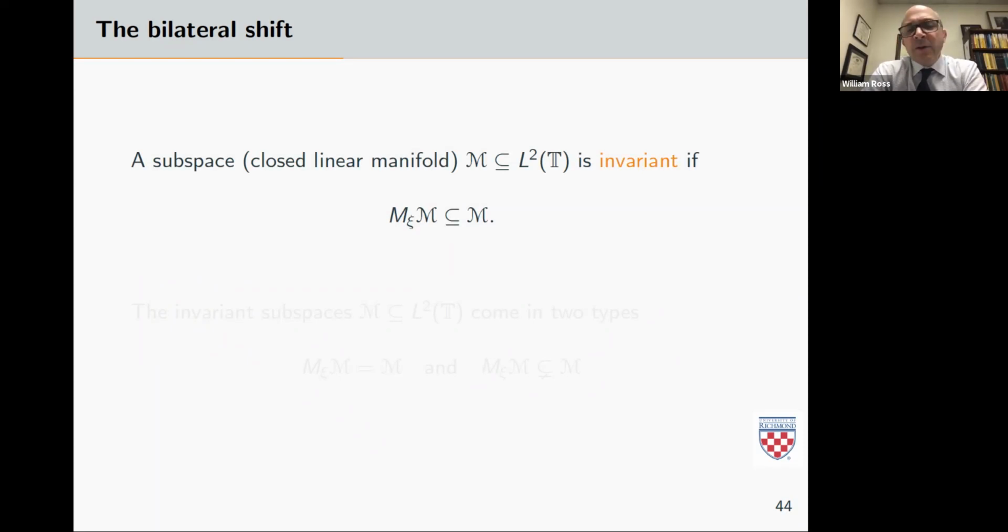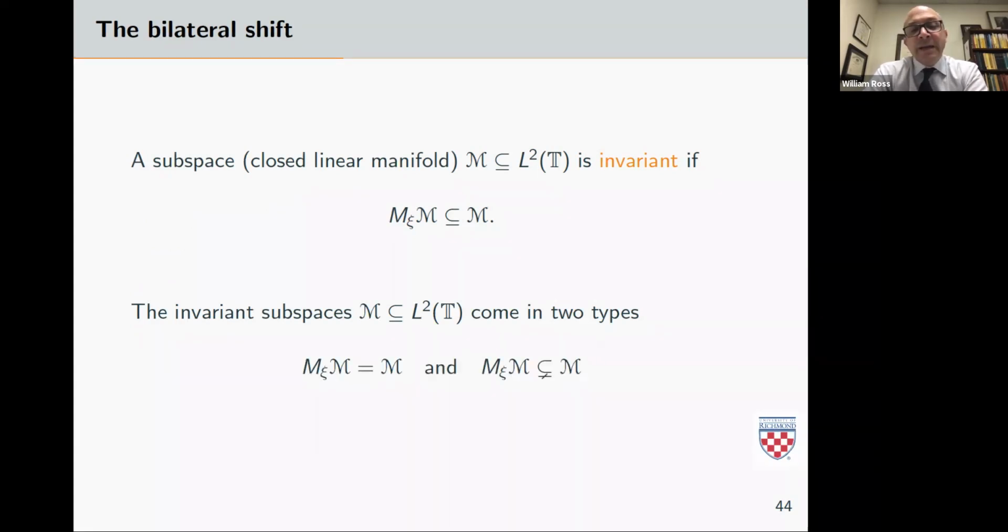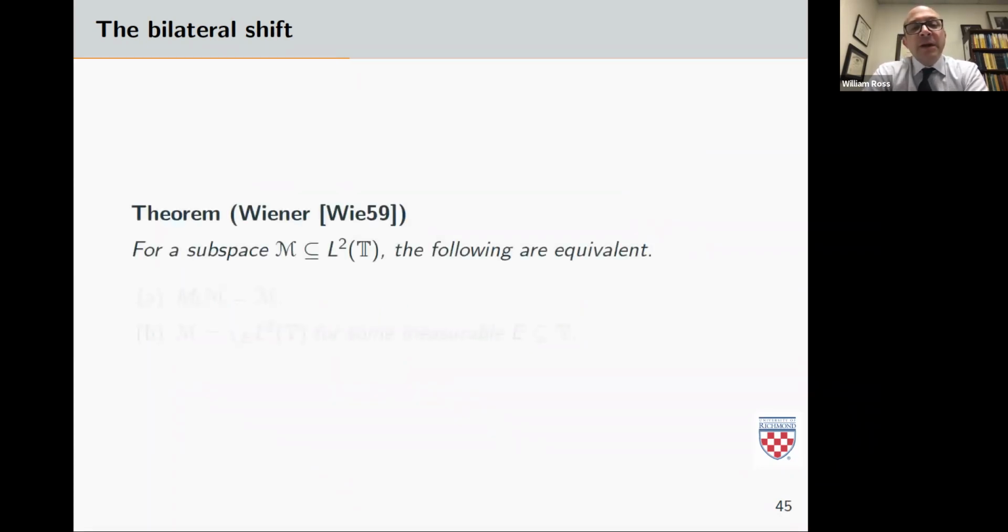By the way, throughout the rest of my talks, take it down in your notes that a subspace is always closed. So a subspace M is going to be invariant if zM is contained in M. The invariant subspaces for L2 come in 2 types: what's called doubly invariant subspaces, zM is equal to M, and singly invariant subspaces, zM is a proper subspace of M. Now, the first was described as follows.